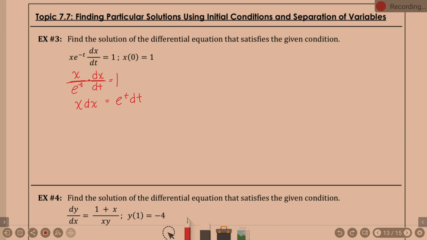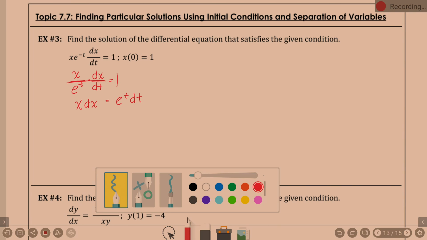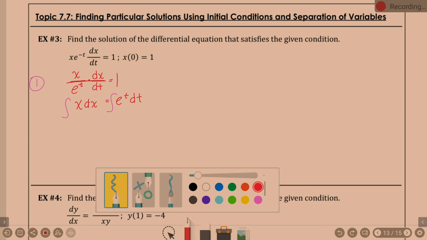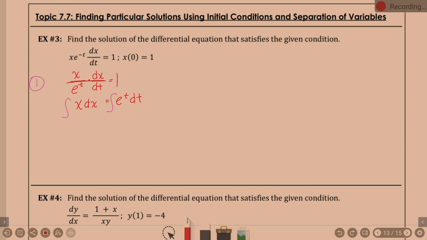I don't know why that's such a tongue twister for me, but man, it is. And then you are ready to integrate. Okay, and as I said, in my notes I have numbers, so this is your step one here. Okay, integral of x is 1/2 x squared, integral of e to the t is e to the t plus c.